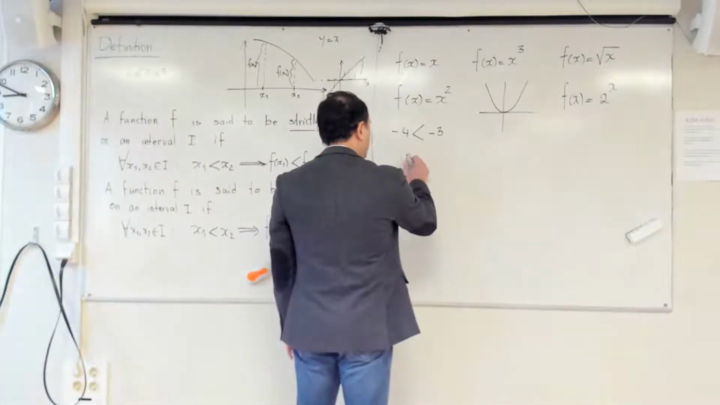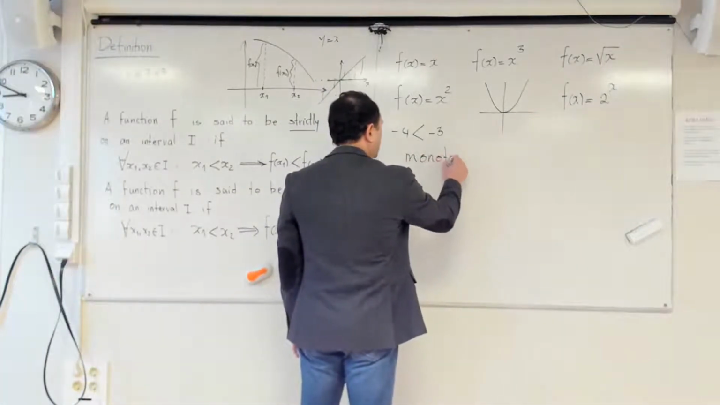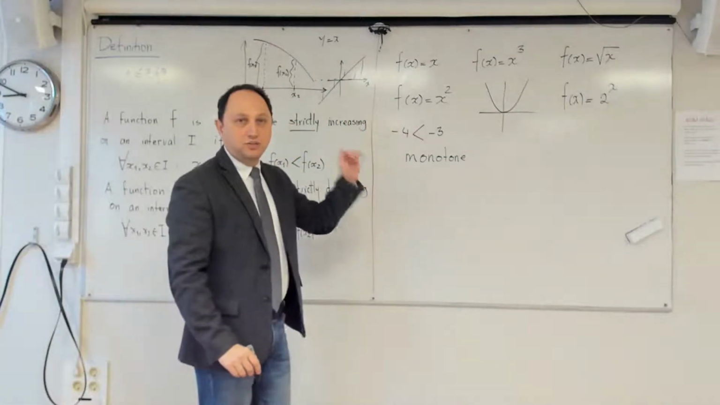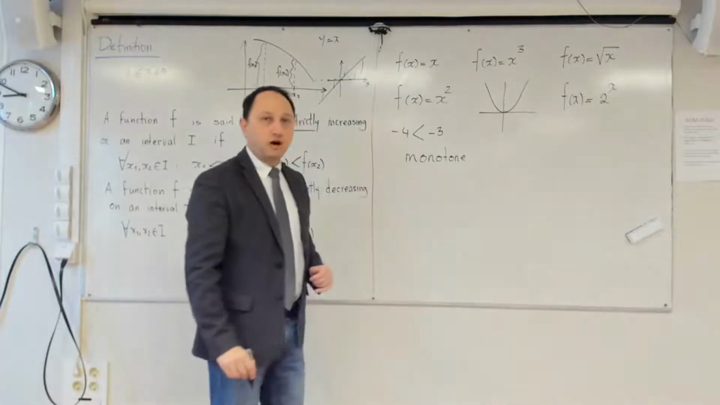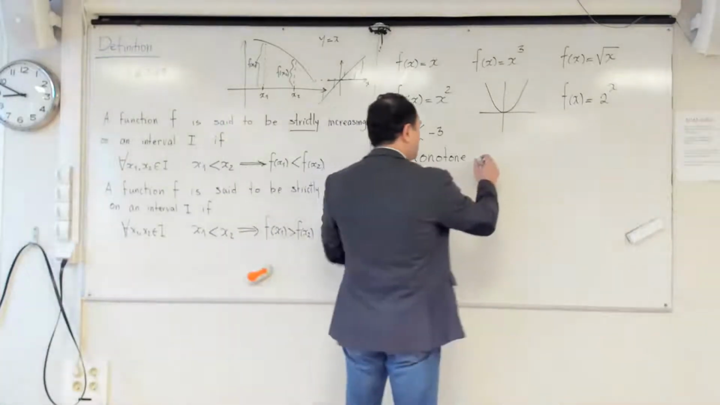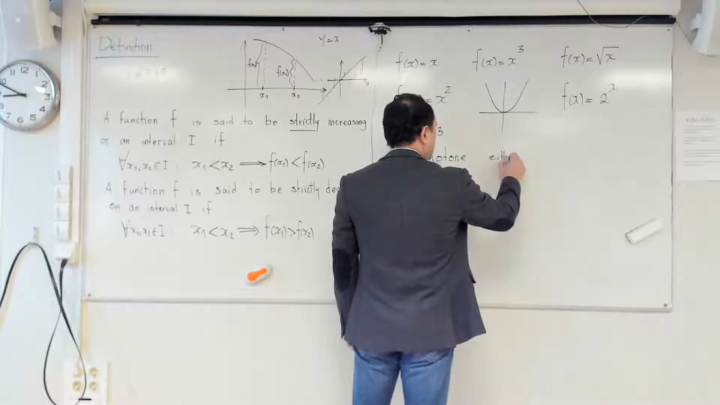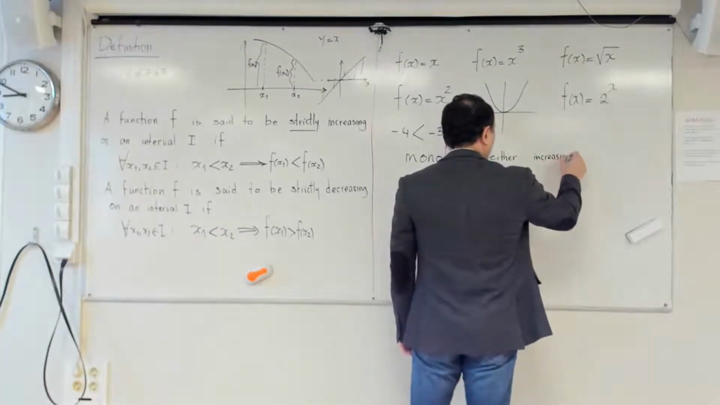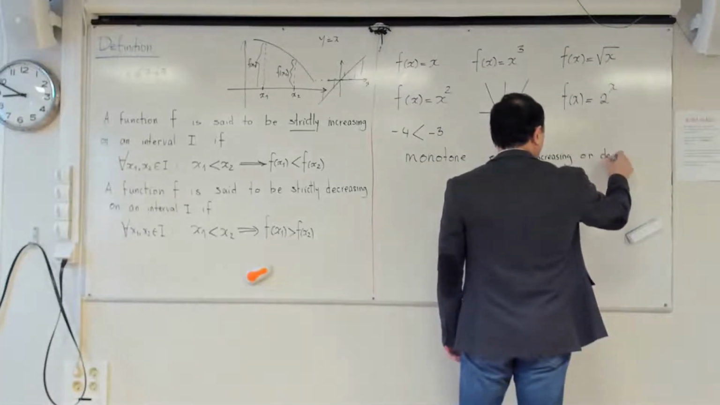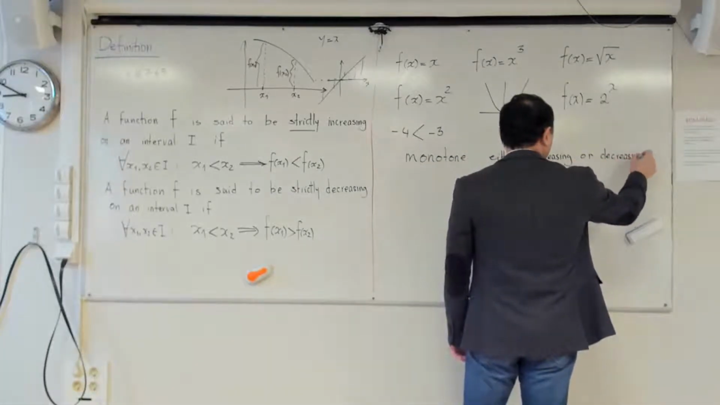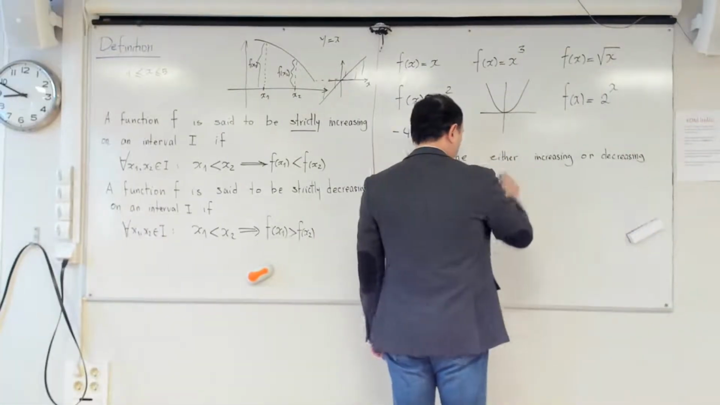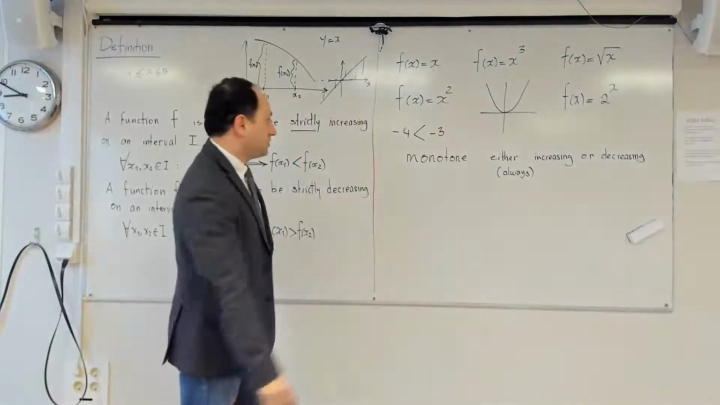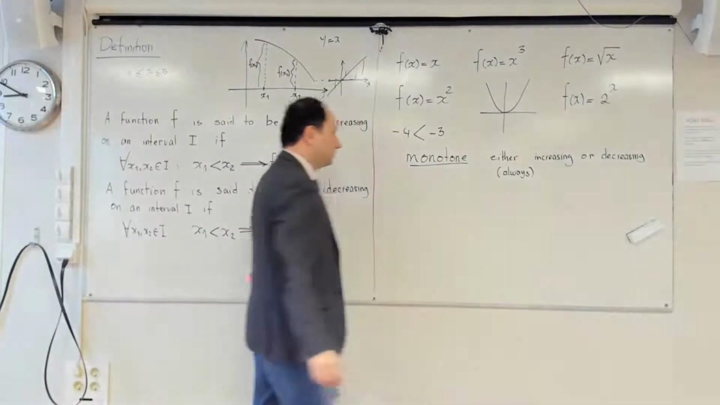So let me also teach you this word, monotone. It means that it is either increasing all the time or decreasing all the time. So we call it a monotone function, yes? Monotone means either increasing or decreasing. Always. Okay, so that's also a word that is good to know, monotone functions.